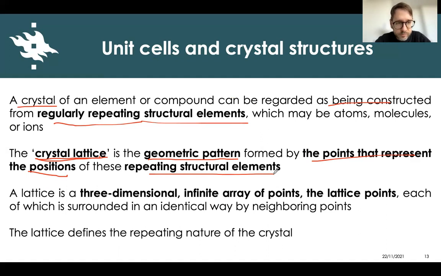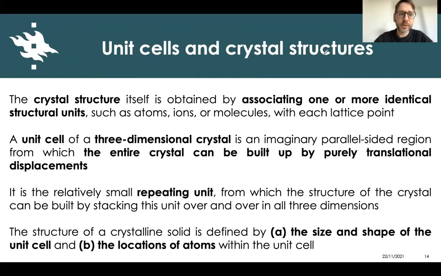So the lattice represents a three-dimensional infinite array of points, which are the lattice points. And each one of these lattice points is surrounded in an identical way by neighboring points because the structure is ordered and repeating along the three dimensions. So the lattice defines the repeating nature of the crystal structure that we are dealing with.